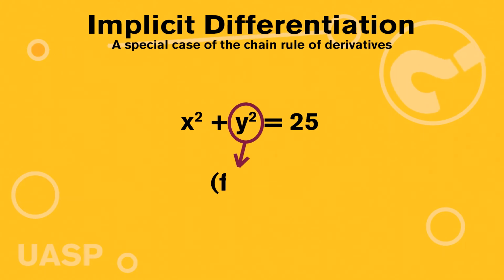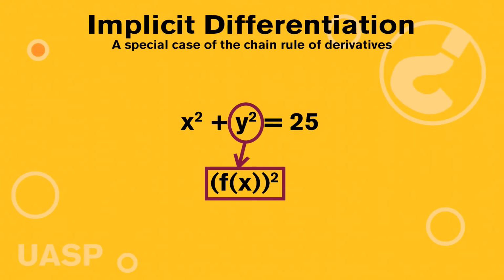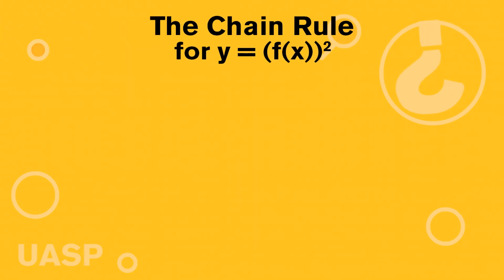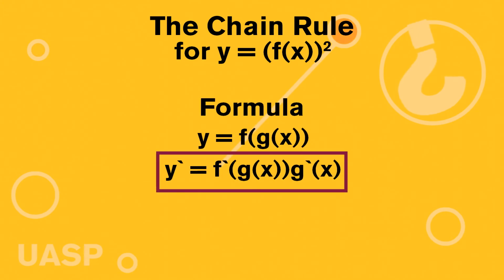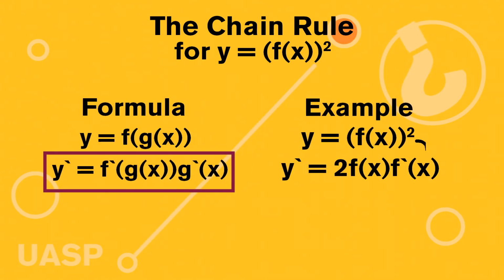To solve this, we can treat the y squared as f of x squared, as is done in regular differentiation problems. The f of x is implied, hence the name implicit differentiation. Differentiating f of x squared requires the use of the chain rule since it's a function nested in another function.